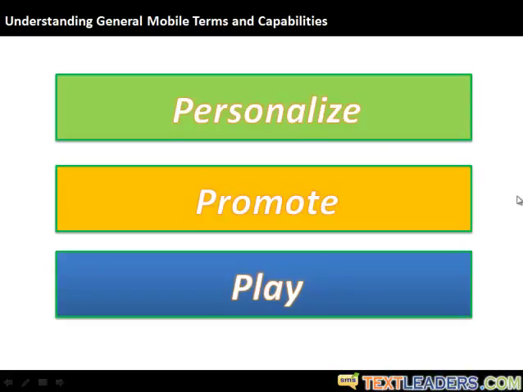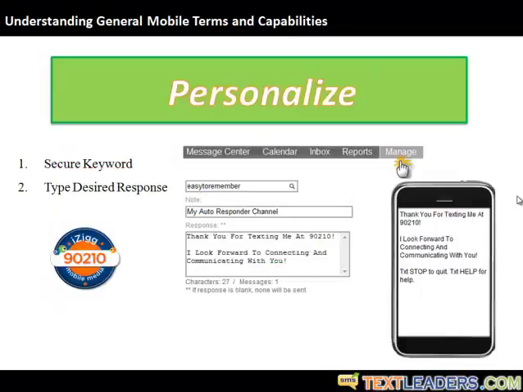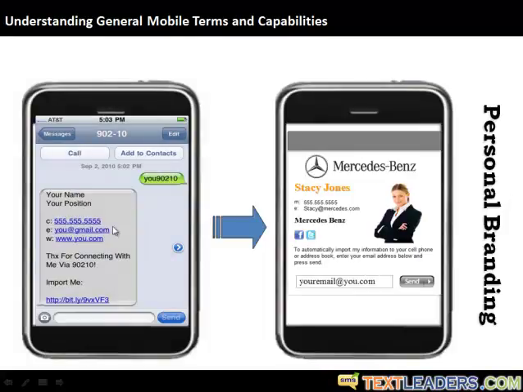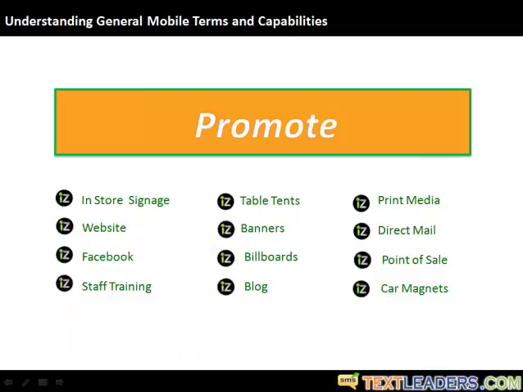So this is how it works. Basically there's personalize, promote, and play. The personalize step with iZigg is really just to secure your keyword, type in your desired response. That way people get what they've opted in for. Now, as soon as somebody types in your keyword, they can get your M card back with whatever text you'd like to have in here. You got 160 characters to make it happen. We do offer the ability to create mobile business cards with your logo up top and your picture and your Facebook, your Twitter, your blog, and other personal branding things.